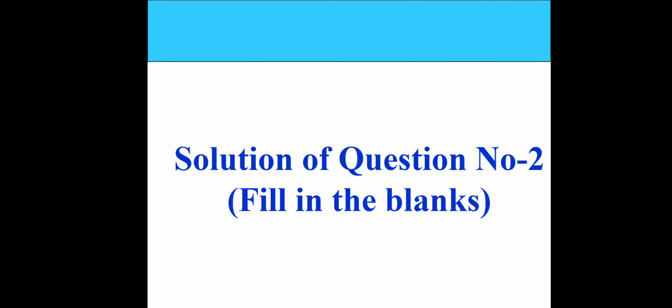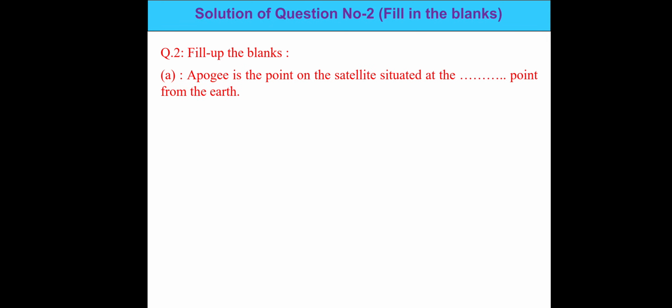Next, question number 2, fill in the blanks. So next, see what's the question. Apogee is a point on the satellite situated at dash point from the earth. So apogee is the farthest point situated from the earth, because apogee is located farthest from the earth surface.